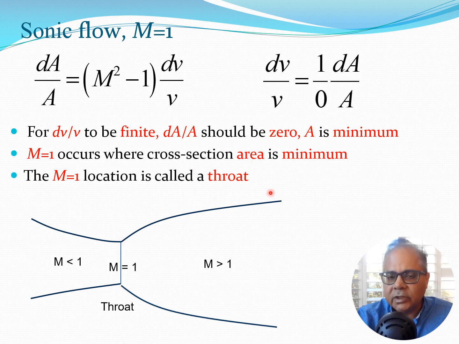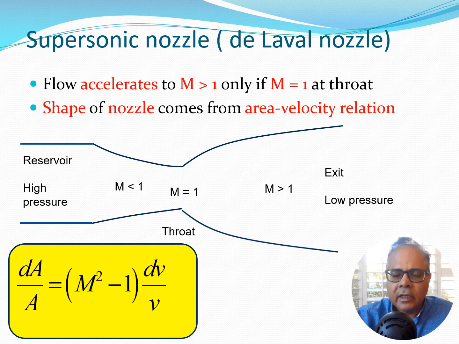This is known as the throat. So essentially this is a particular body, and this location where M equals 1 is known as the throat, and this is also known as choking of the nozzle. Before this M is less than 1, at this point it is equal to 1, and beyond this it is greater than 1. So now this particular design which we got is actually widely used in a supersonic nozzle.